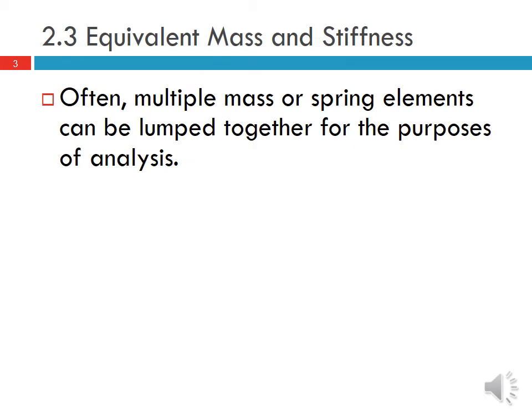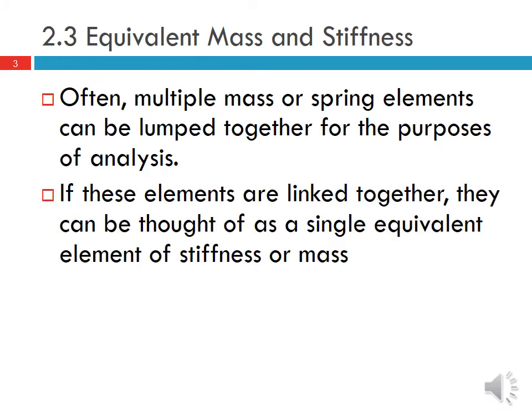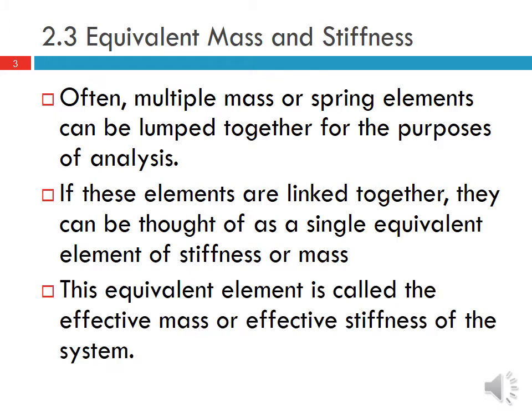So often, multiple mass or spring elements in a system can be lumped together for the purposes of analysis. If these elements are linked together, they can be thought of as a single equivalent element of stiffness or mass. This equivalent element is called the effective mass or effective stiffness of the system.